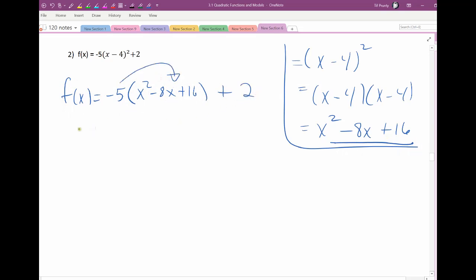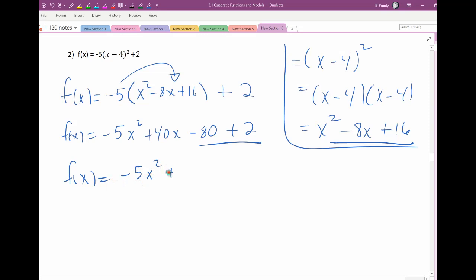Next step, distribute the negative 5. And so we get negative 5x squared, negative 5 times negative 8 is going to come out positive 40x. Negative 5 times 16 comes out negative 80. And then don't forget I still have the plus 2 to take care of. And so the last thing is to do that. So negative 5x squared plus 40x minus 78 is the standard form.